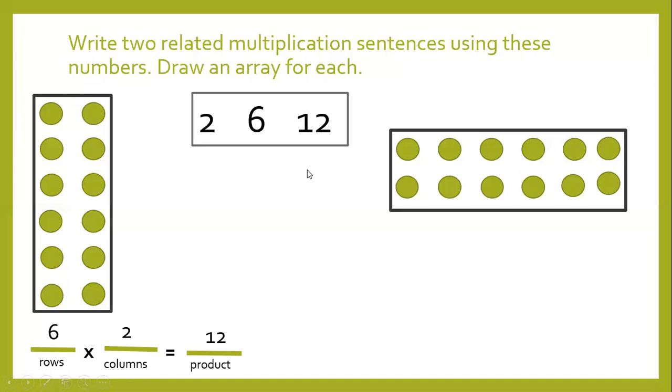Now look at our next array. This array has 2 rows and 1, 2, 3, 4, 5, 6 columns. So our multiplication sentence will read 2 rows times 6 columns will give us the product of 12.